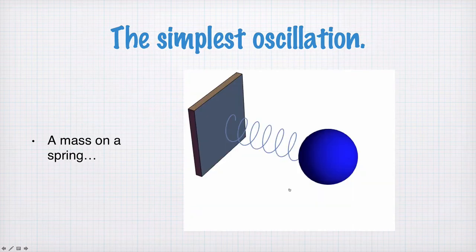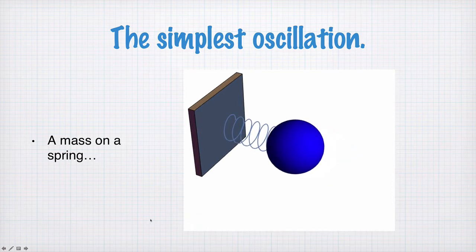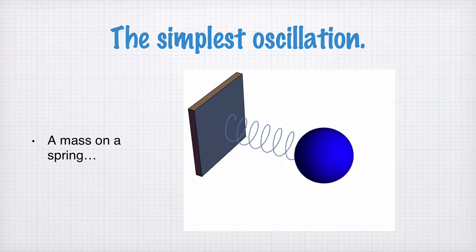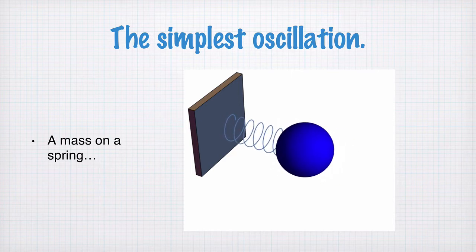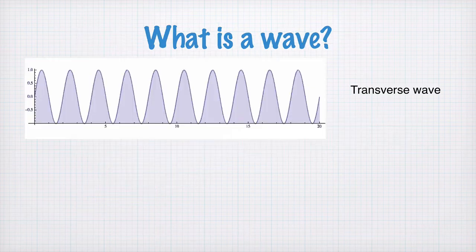So here's an overview of what we'll be doing. We'll be starting with the simplest oscillation, a mass on a spring, bouncing backwards and forwards, and we'll have equations that describe this in terms of the mass and the properties of the spring. Then we'll look at what happens when you add some damping, so the oscillation loses energy over time, like this, and we call this damped oscillation.